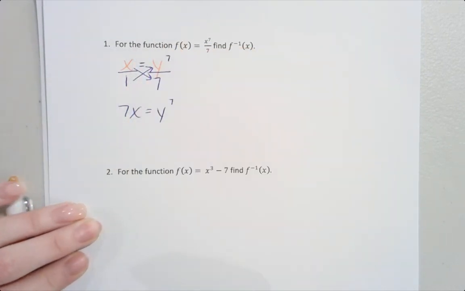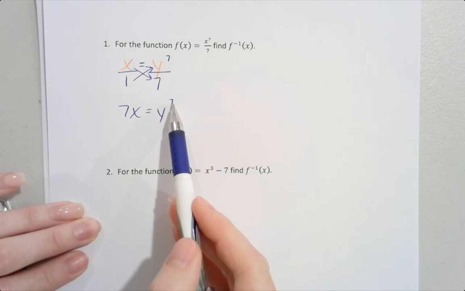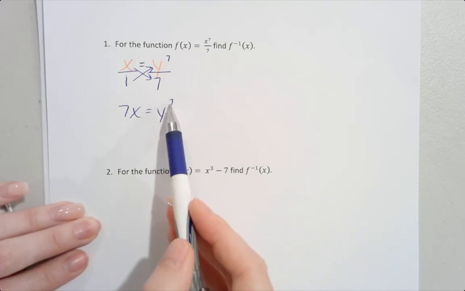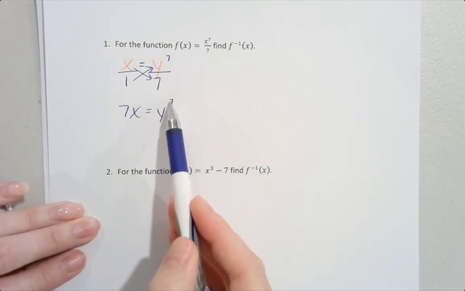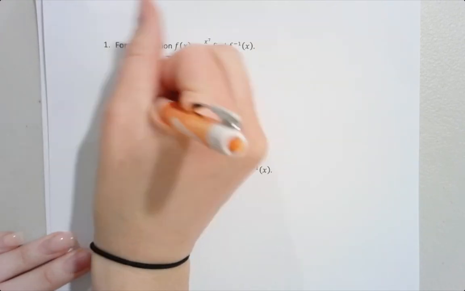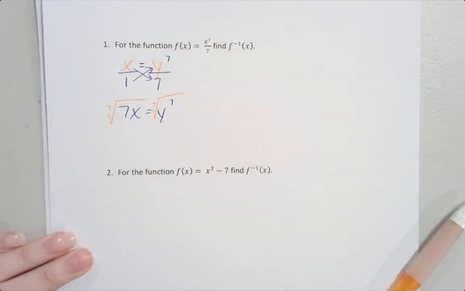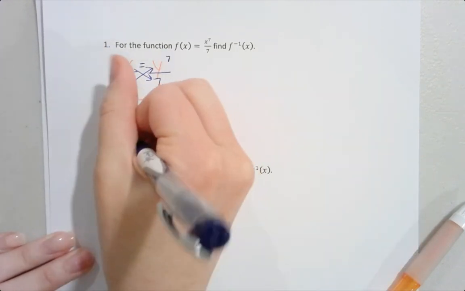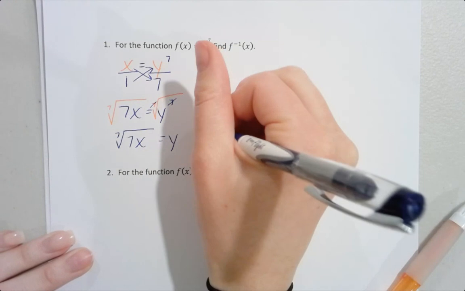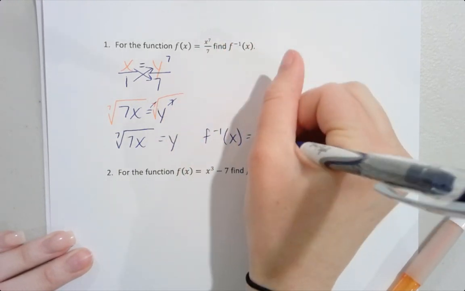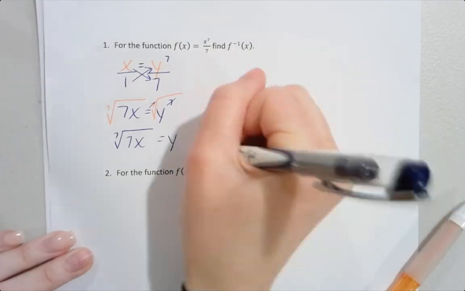And now I need to get rid of the 7th power. Well, if this were the 2nd power, you'd be squaring it. How do you get rid of squaring? You square root. If this were the 3rd power, right, cubing, what's the opposite of cubing? It would be cube rooting. So since this is the 7th power, how do I get rid of it? 7th rooting. Make sure you 7th root everything on this side. So when I do that, these guys are going to cancel. So I'm going to get the 7th root of 7x is equal to y. And now we just have to write that in function notation. F inverse of x is equal to the 7th root of 7x. Done.